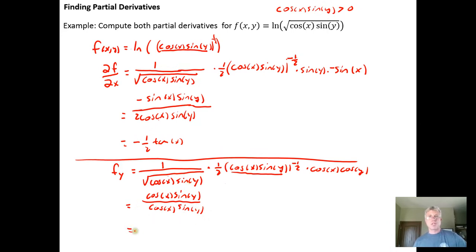And that looks like it's just going to equal, let's see, cosine x, that should be a cosine y right here. The numerator should be cosine x cosine y. And so we get cosine x over cosine x is 1, as long as cosine's not equal to 0. And cosine y over sine y looks like a cotangent of y. So that cleaned up pretty nicely.